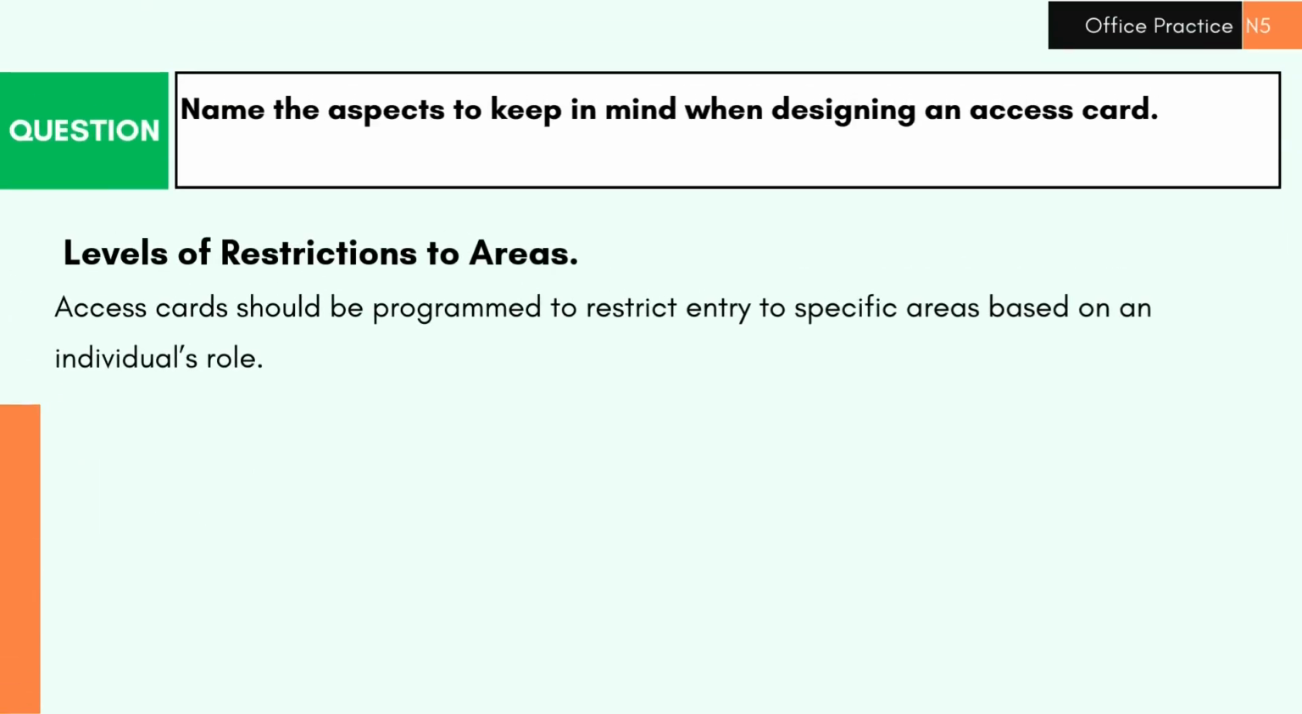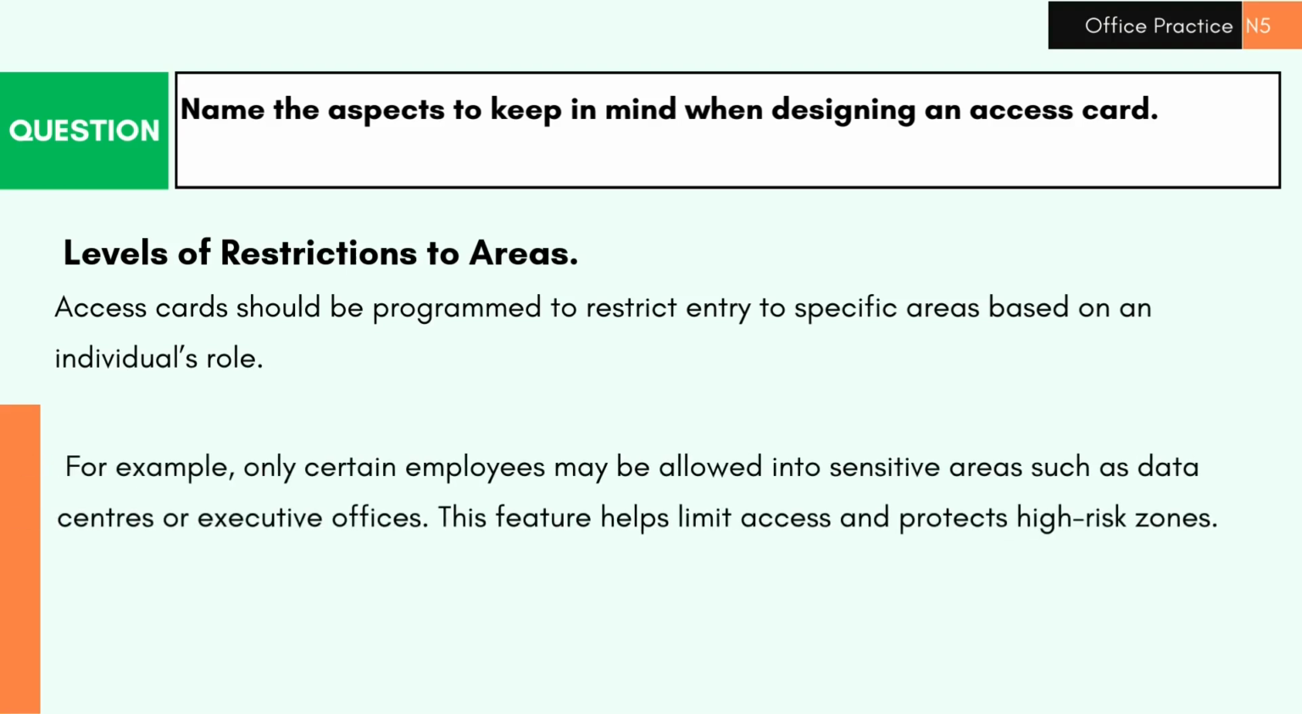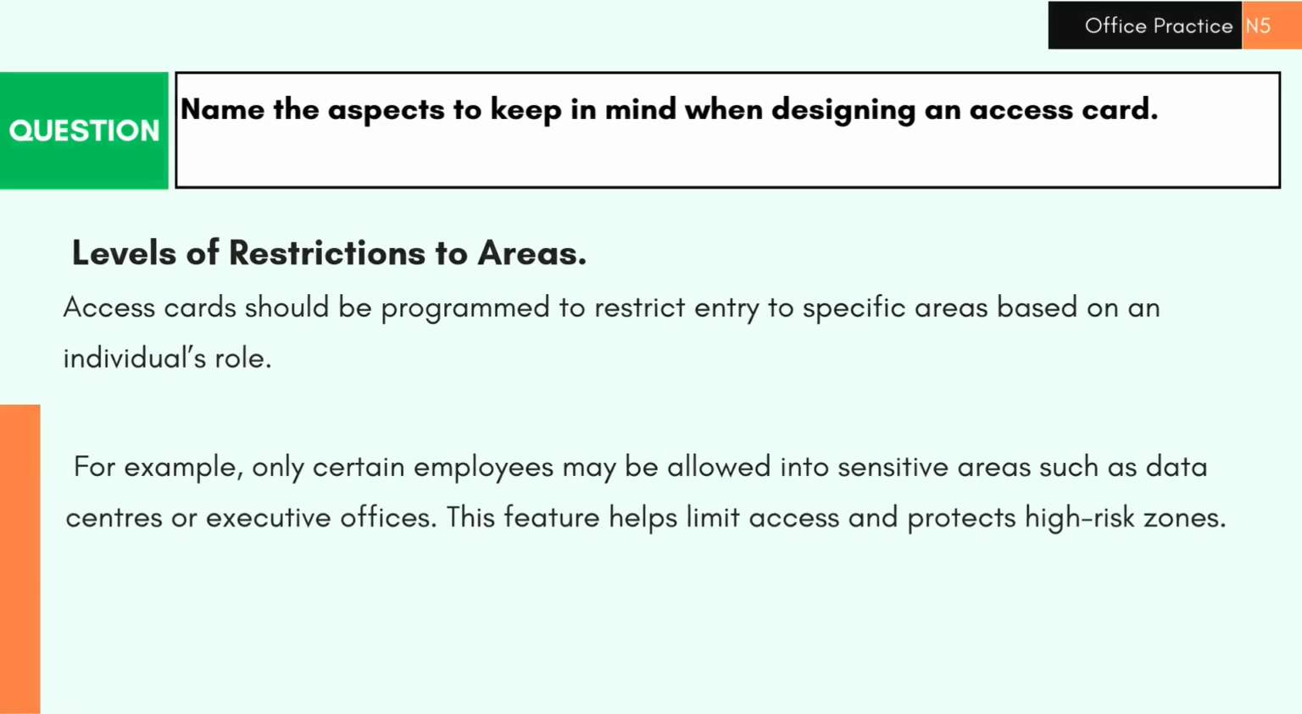5. Levels of restrictions to areas. Access cards should be programmed to restrict entry to specific areas based on an individual's role. For example, only certain employees may be allowed into sensitive areas such as data centers or executive offices. This feature helps limit access and protects high-risk zones.